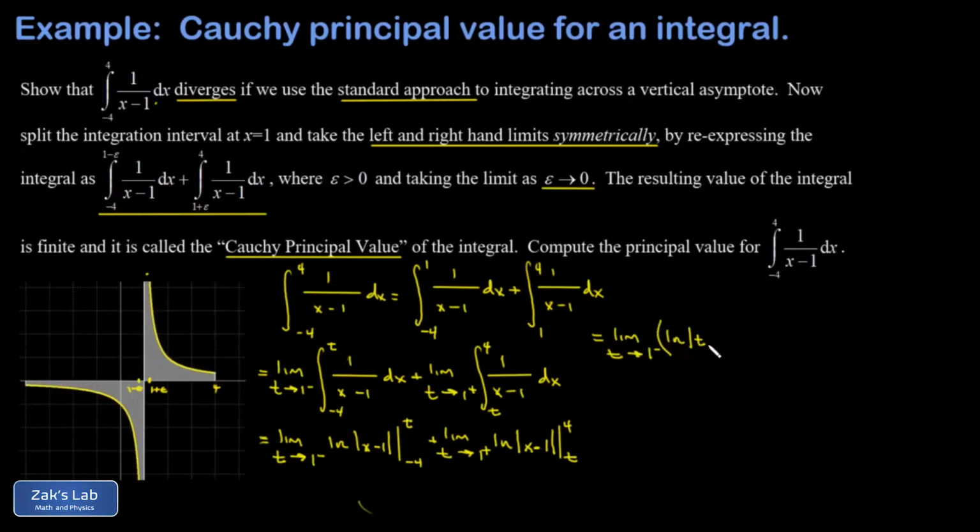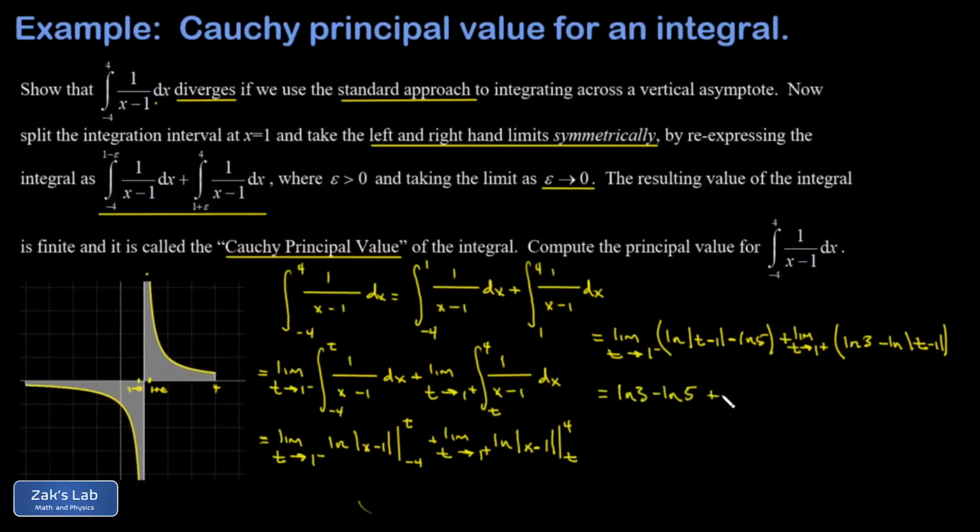And so in my first limit, I have natural log absolute value t minus 1 minus natural log absolute value -4 minus 1. And the absolute value of -5 is just 5. So I have minus natural log 5. And then I have my second limit. This starts with natural log absolute value 4 minus 1, which is just natural log 3, and then minus natural log absolute value t minus 1. And that second limit is t goes to 1 from the right. Then these constants, natural log 3 and natural log 5, they could just come out of the limits if you want.